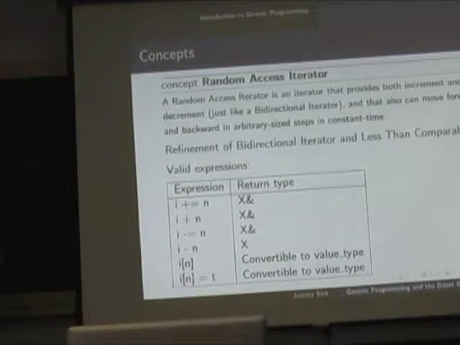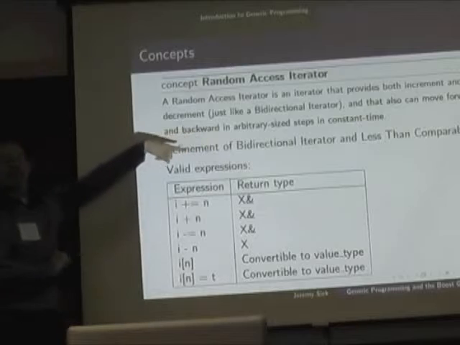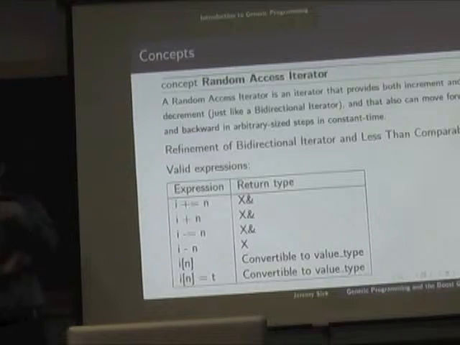So what is a random access iterator? It's an iterator that provides increment and decrement, just like a bidirectional iterator. And it also can move forward and backward an arbitrary number of steps in constant time. That "in constant time" is crucial, because if you just had a bidirectional iterator, you could move arbitrary sized steps, but it takes you linear time to do it. You have to run a loop that gets you from here to there, as they say in Maine.